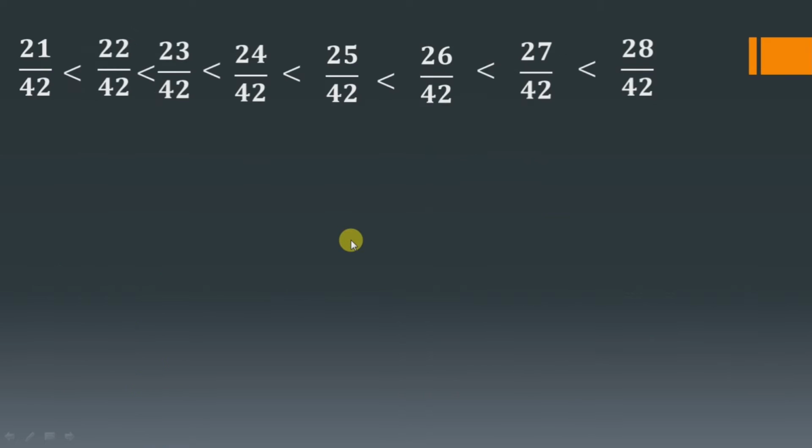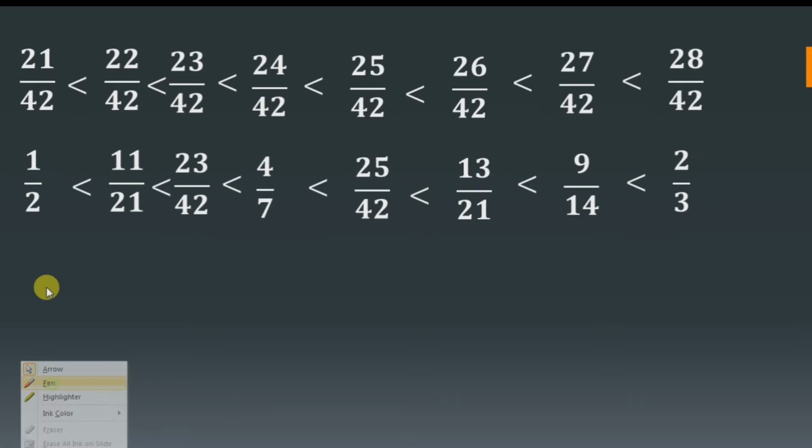Similarly, for 5, I need to multiply by 5 plus 1, which is 6. Now next, we'll do a cancellation. So 21 ones are 21, 21 twos are, cancel it with a 2, 2 11. So it's 2 twos are 4, 1s are 2, 23 by 42 remains as it is.